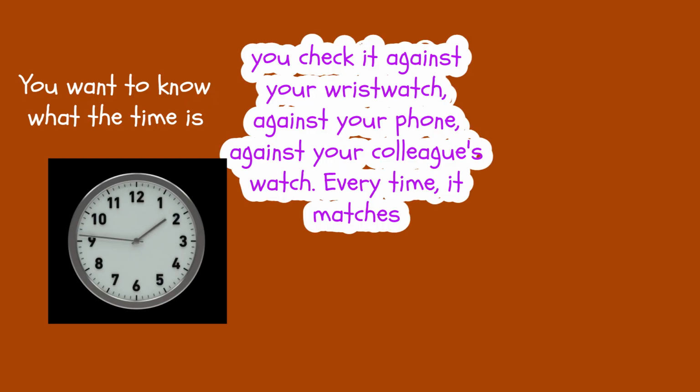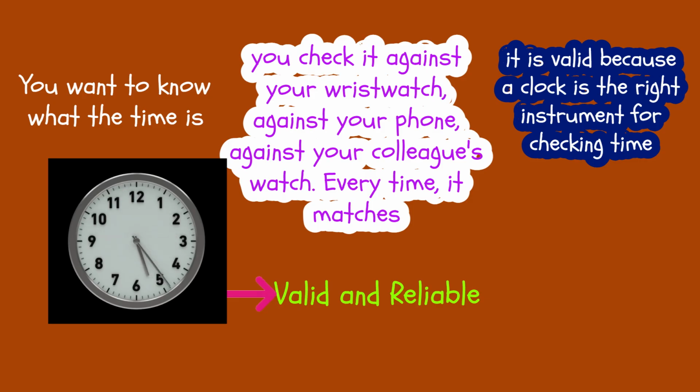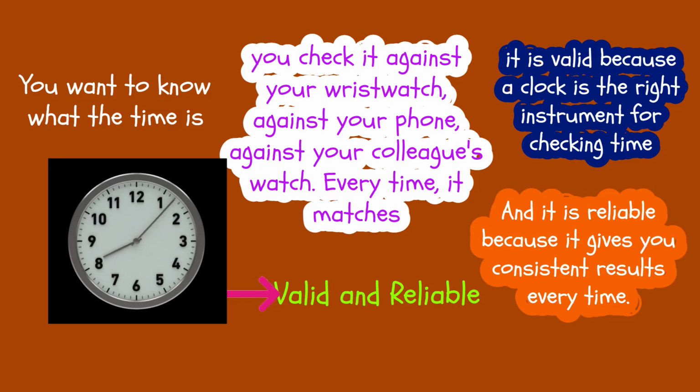Now, let me start with something that you already understand before introducing any research terminology. Let's, for example, say you want to know what the time is. So you pick up a clock, it has a battery, it is running, you check it against your wristwatch, against your smartphone, against your colleague's watch, and every time it matches. Now, that clock is valid and reliable. It is valid because a clock is the instrument that we use for checking time, and it is reliable because every time you use it, it gives you a consistent result.